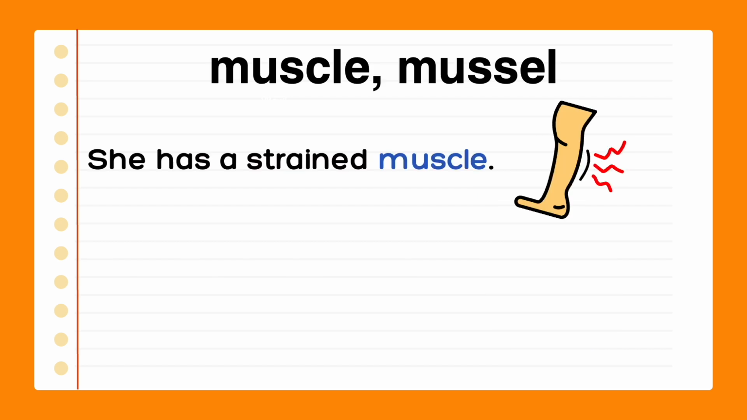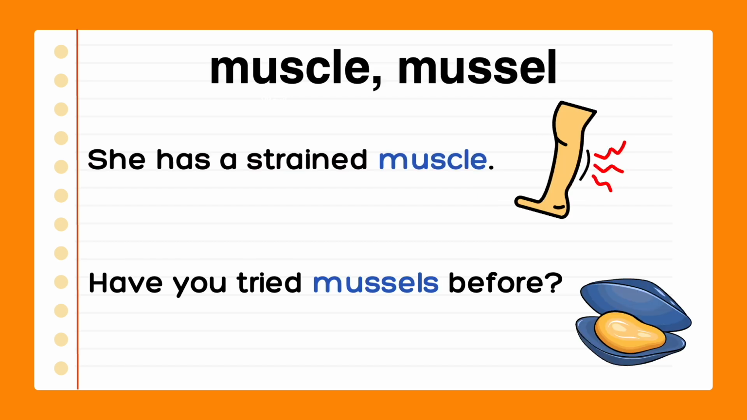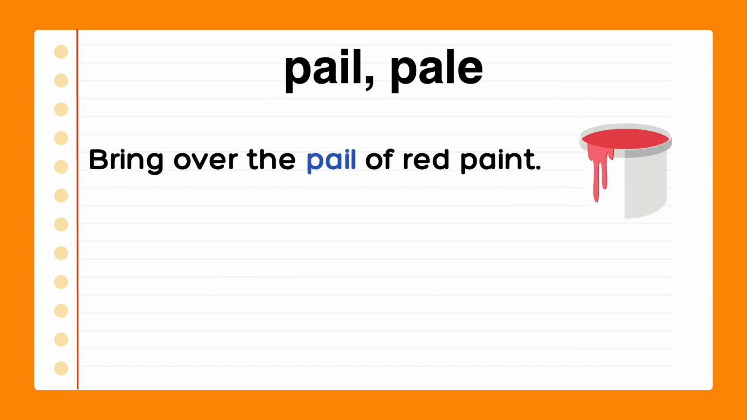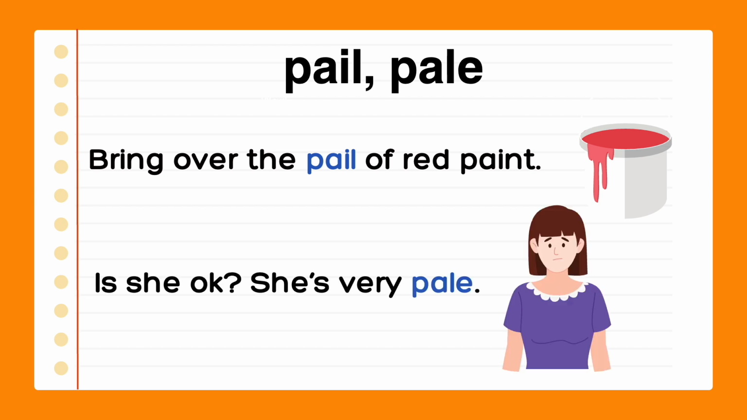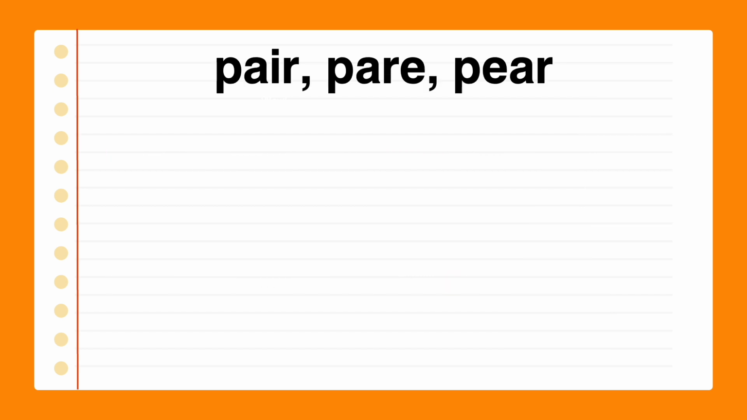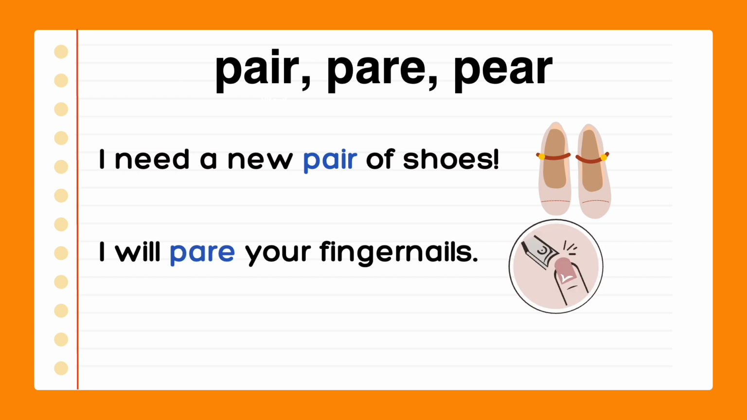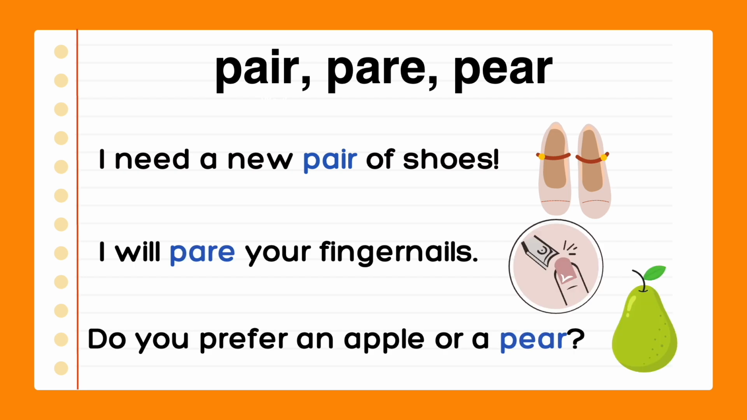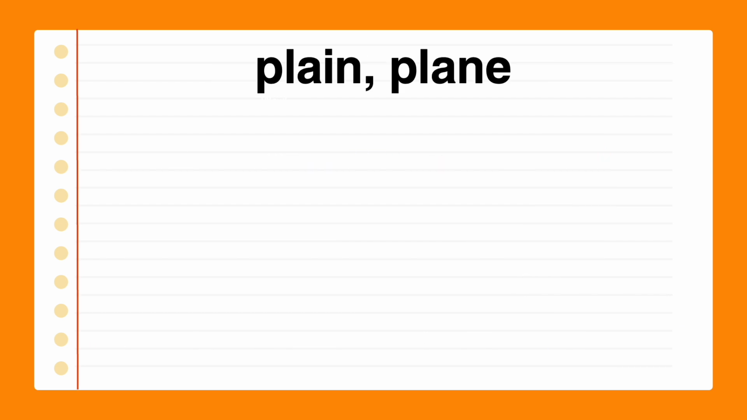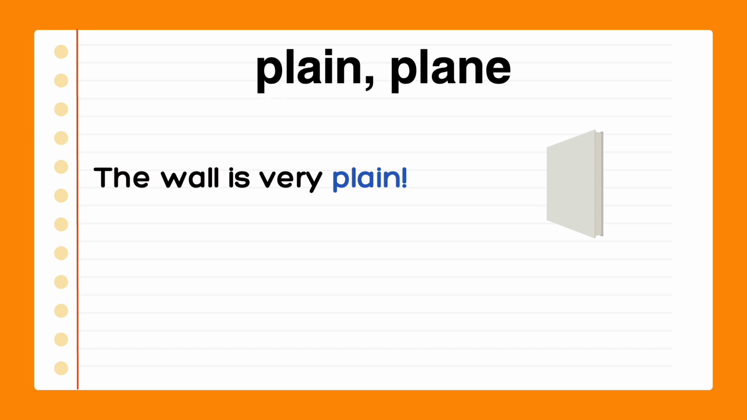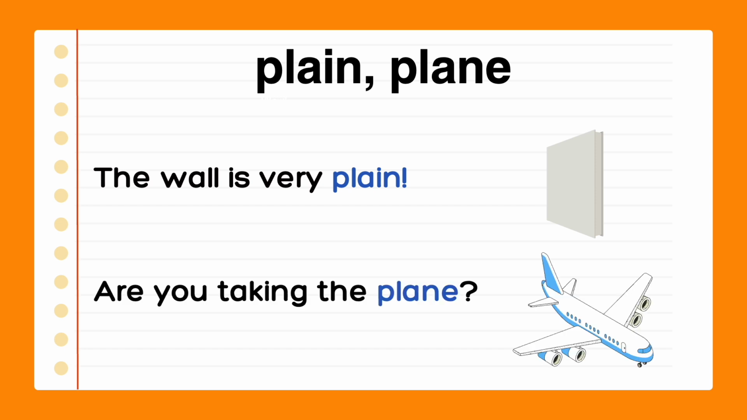Muscle. She has a strained muscle. Have you tried mussels before? Pale. Bring over the pail of red paint. Is she okay? She's very pale. Pear. I need a new pair of shoes. I will pare your fingernails. Do you prefer an apple or a pear? Plain. The wall is very plain. Are you taking the plane?